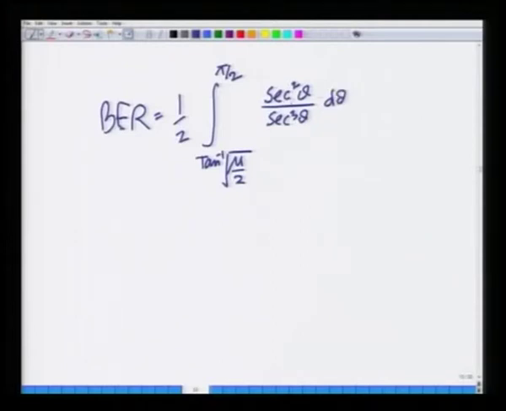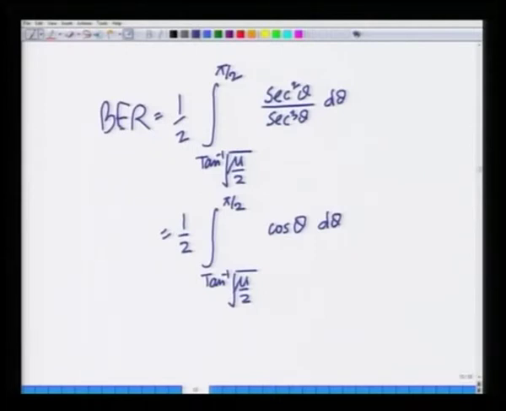Now, secant square theta by secant cube theta is nothing but 1 over secant theta, which is cos theta. So, this can be finally simplified as integral tan inverse square root of mu over 2 to pi by 2 cosine theta d theta, and we know what integral cosine theta is. Integral cosine theta is simply sin theta. So, this integral simplifies very beautifully, and this is now half sin theta between the limits tan inverse square root of mu over 2 to pi by 2.